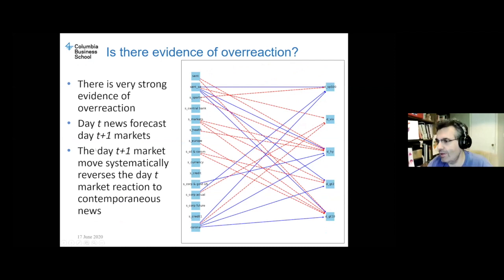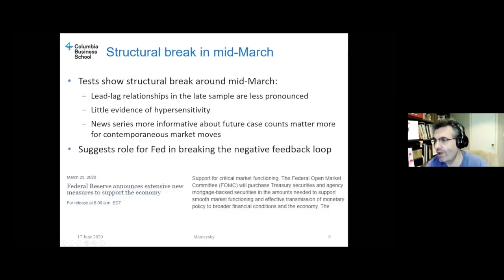In the interest of time, I will skip the evidence, but there's also evidence on overreaction. Systematically, what's been going on in this time is that when you had a news item that caused markets to sell off on day T, the same markets would rally in response to that news item on day T plus one, suggesting a lot of the contemporaneous reactions were somewhat overblown. And the other thing that happens is there's a structural break in all of this around mid-March, where all of these lead-lag relationships from markets to news, and the contemporaneous effect of these uninformative news series on markets, a lot of it just subsides.